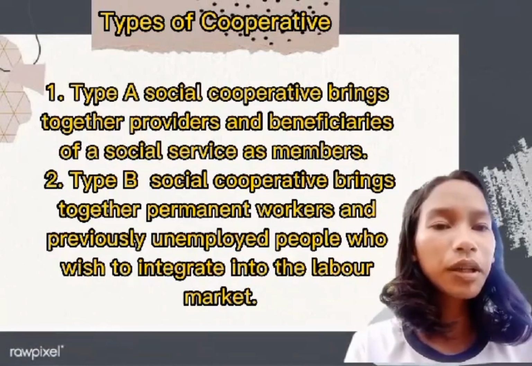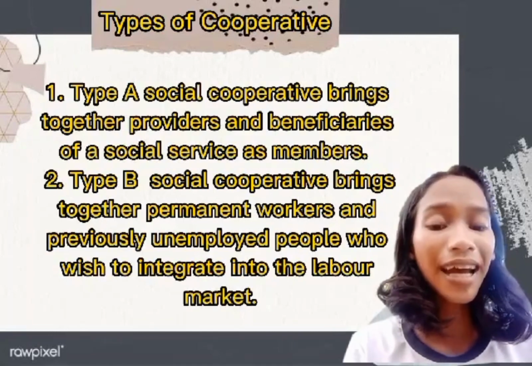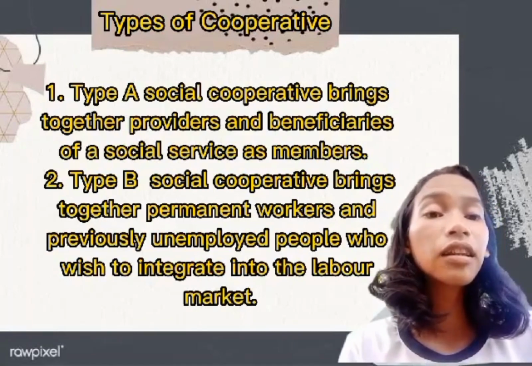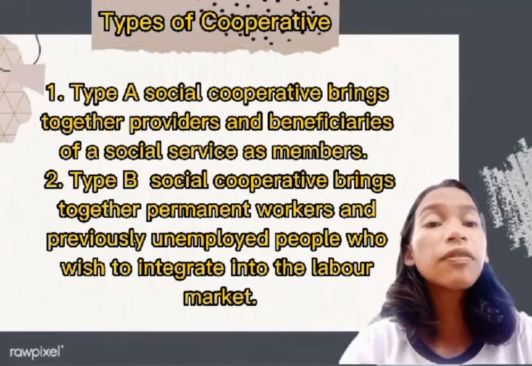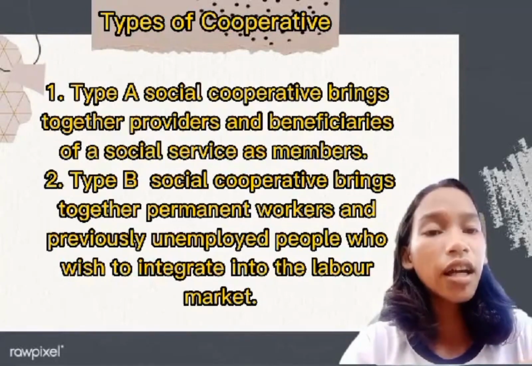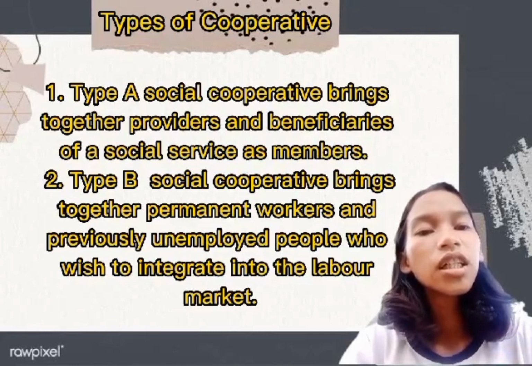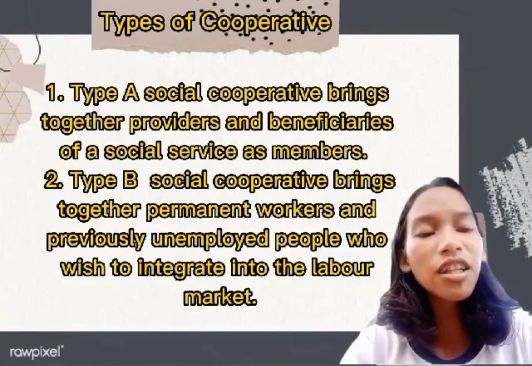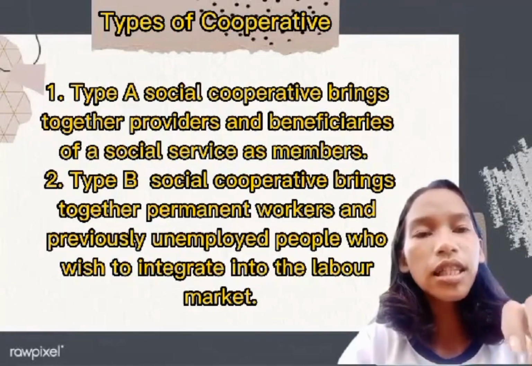On the other hand, the type B social cooperative brings together permanent workers and previously unemployed people who wish to integrate into the labor market. This type of social cooperative integrates disadvantaged people into the labor market. The categories of disadvantaged they target may include physical and mental disability, drug and alcohol addiction, developmental disorders and problems with the law, and they do not include other factors of disadvantage such as race, sexual orientation, or abuse.